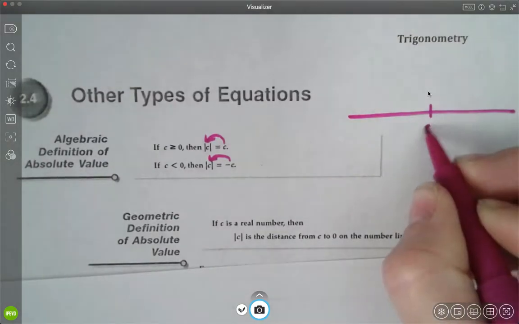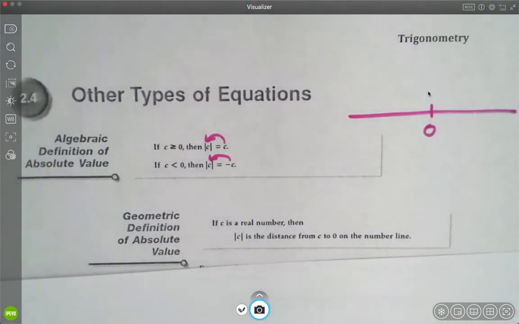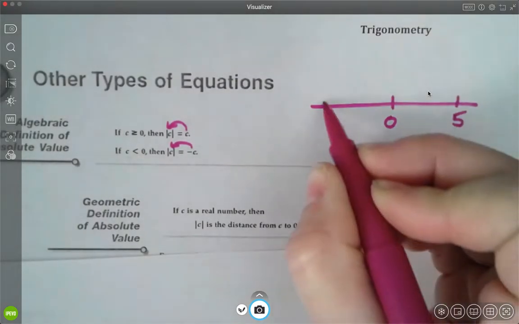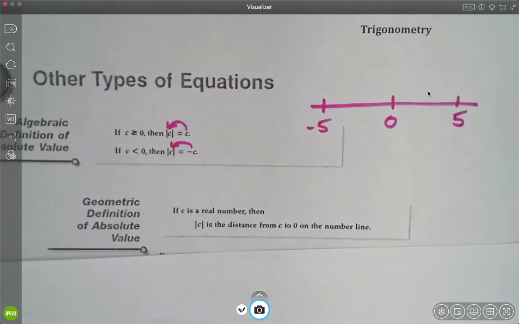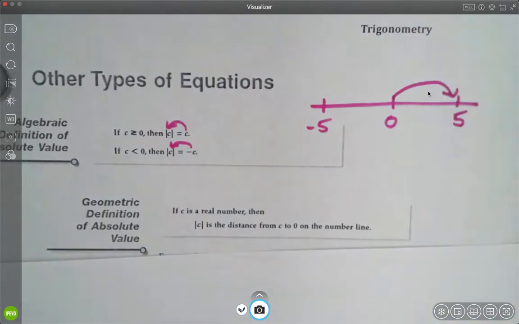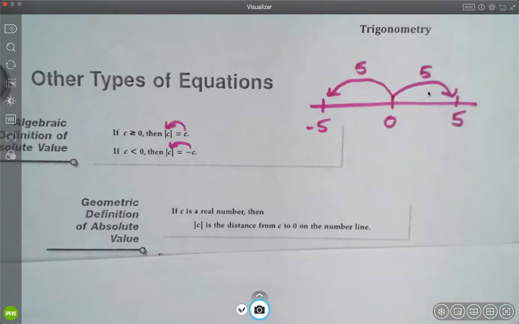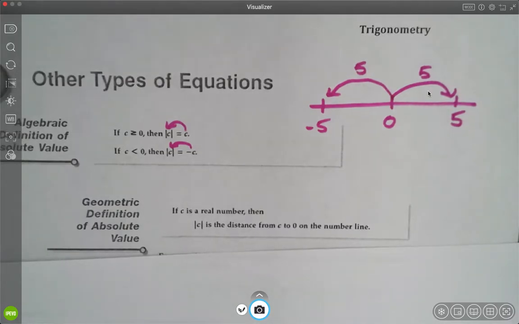So let's say here is 0, okay? Absolute value, the purpose of it is to measure the distance that something is from 0. So if I'm looking at the value of 5 and I'm looking at the value of negative 5, if we're talking about distance from 0, how far is 5 from 0? 5. How far is negative 5 from 0? 5, because you wouldn't say it's a negative 5 feet or whatever it is. That doesn't make any sense. If we're talking about distance from 0, it's always going to be positive. That's what absolute value is. It's the distance from 0.